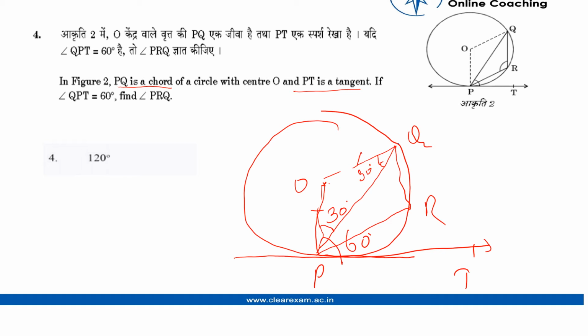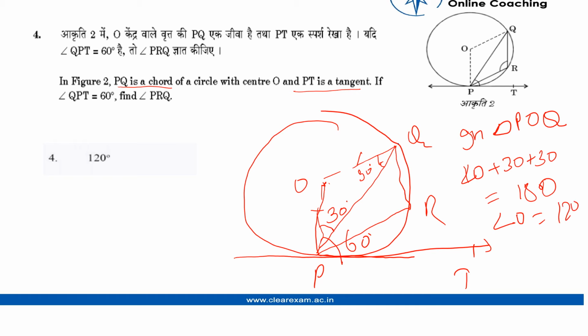So in triangle POQ, if we apply the angle sum property, angle O plus 30 plus 30 will be 180 degrees. So this gives angle O is equal to 120 degrees. This comes out to be 120 degrees.